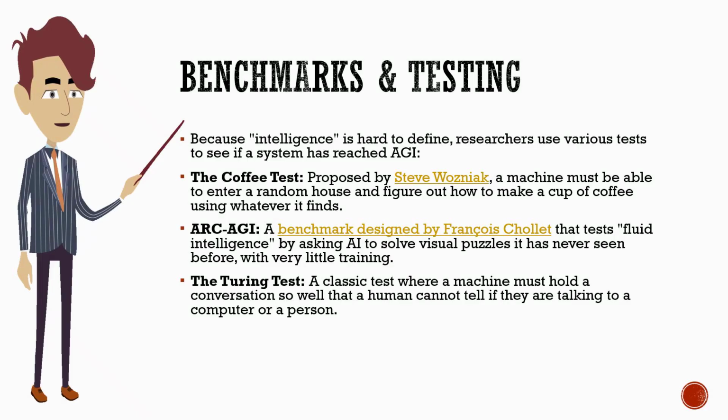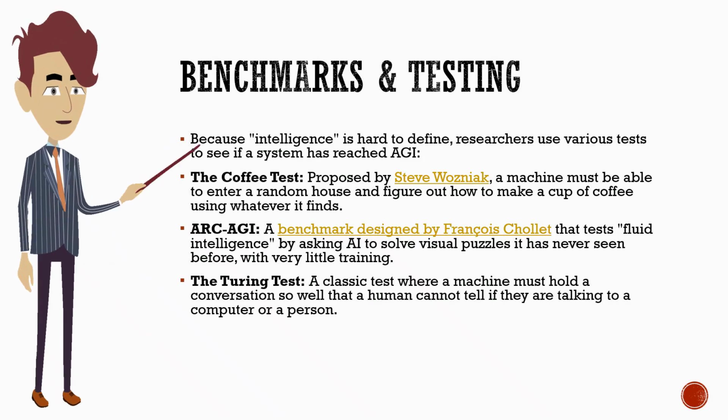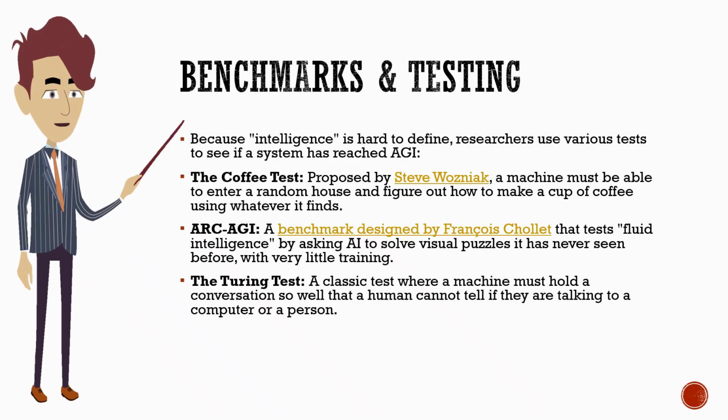He suggested a test where a machine should be able to enter a random house and figure out how to make a cup of coffee using whatever it finds. Basically, it could be just water, black coffee, milk, or whatever materials it is able to find.